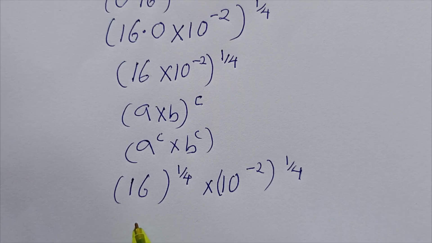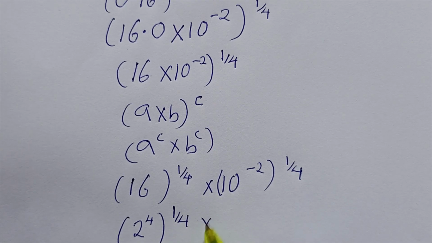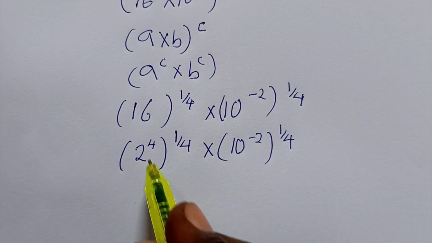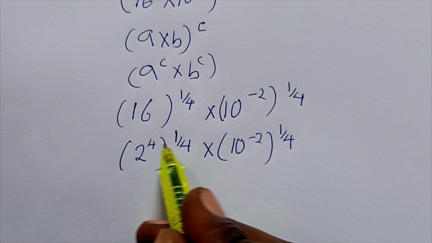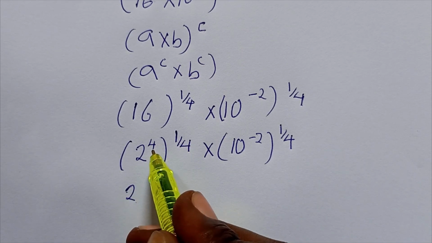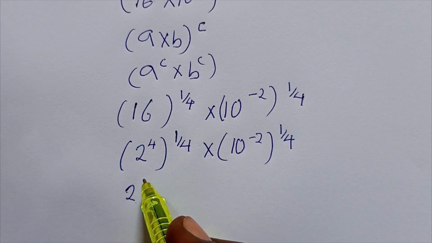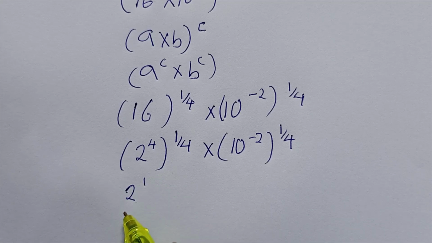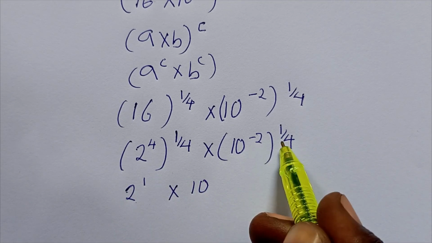And this 16, we can rewrite it as 2 to the power of 4, like this, times 10 to the minus 2 all to the power of 1 over 4. So this is what we'll have. Hence, from indices, we can multiply this directly, which is 4 times 1 over 4, the same thing as 1, and anything to the power of 1 remains the same, times 10 to the power of minus 2 times 1 over 4.